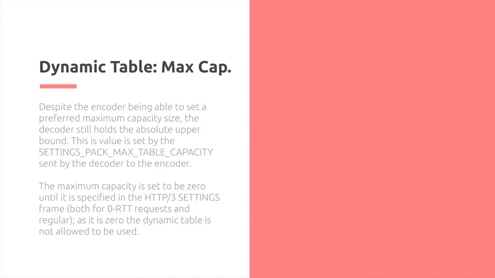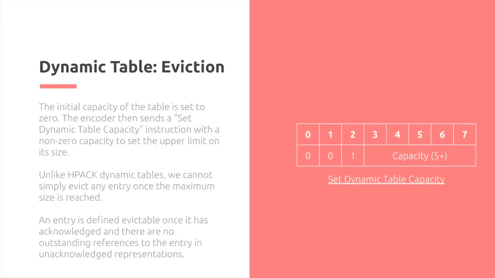In this case, we set the value in the settings frame using the SETTINGS_QPACK_MAX_TABLE_CAPACITY. The maximum capacity is set to 0 until it is specified in the settings frame, and when it is defined as 0, the dynamic table cannot be used. So the initial capacity of the table is set to 0, and then the encoder sends a Set Dynamic Table Capacity instruction with a non-zero capacity to set the upper limit on the size. Here's the command on the right-hand side on how to do that.